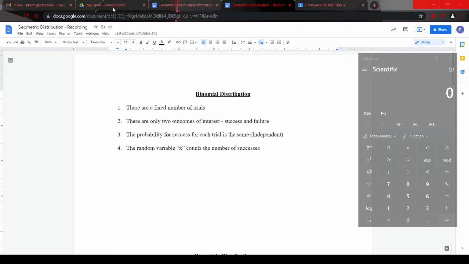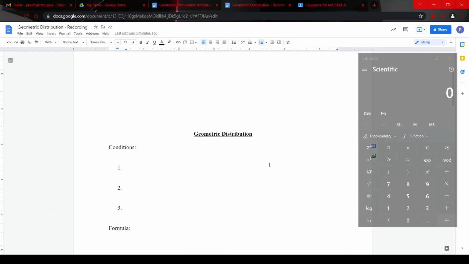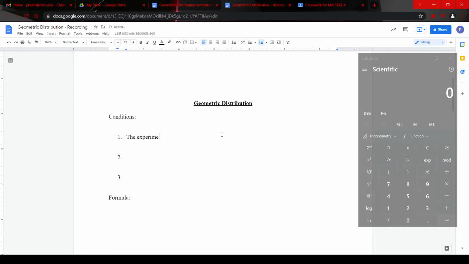So today we will be going over a different type of distribution. Today we will be going over the geometric distribution. In a geometric distribution, there are also a few conditions that need to be met. The first condition is the experiment is repeated until a success occurs.